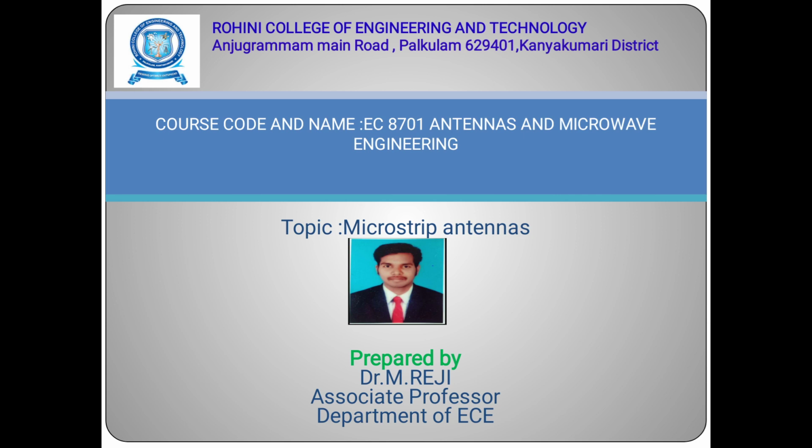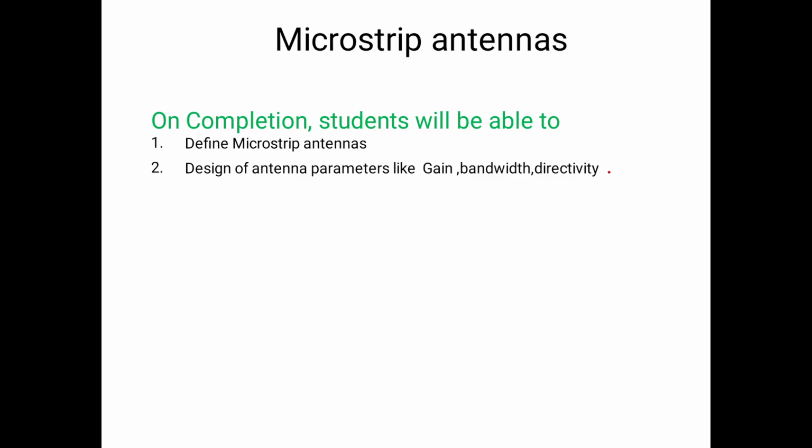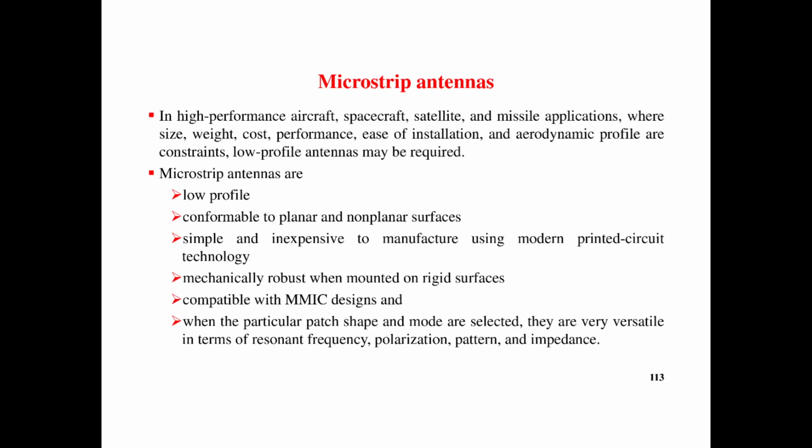In this session, we are going to see about microstrip antennas. On completion, students will be able to define microstrip antenna and design antenna parameters like gain, bandwidth and directivity. Microstrip antennas are used in high performance aircraft, satellite and miscellaneous applications where size, weight, cost, performance, ease of installation and aerodynamic profile are constrained. Low profile antennas may be required.